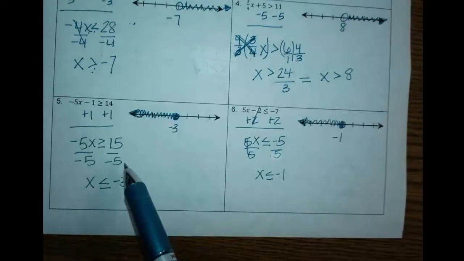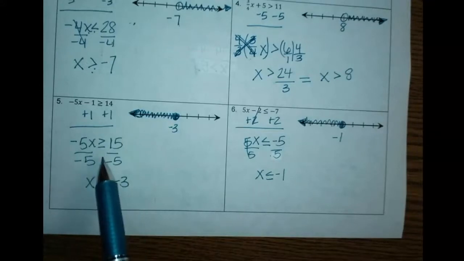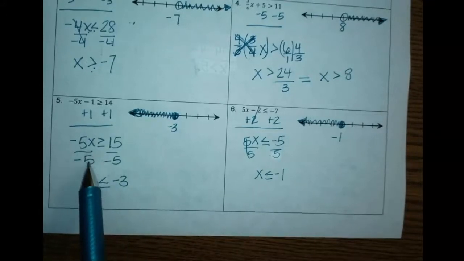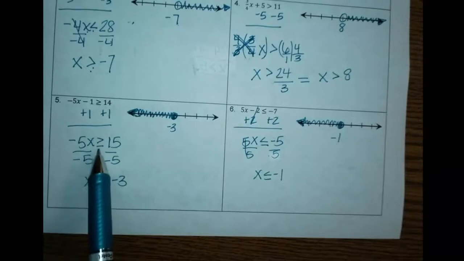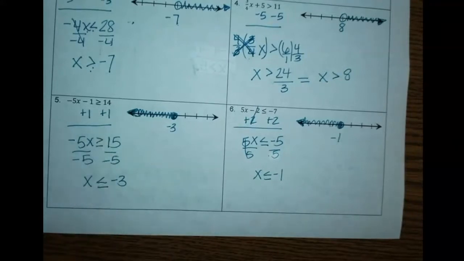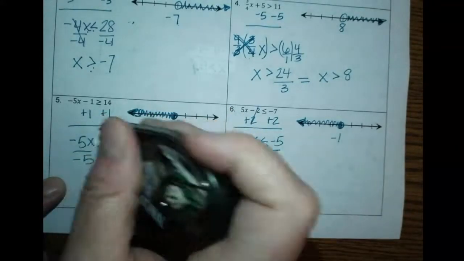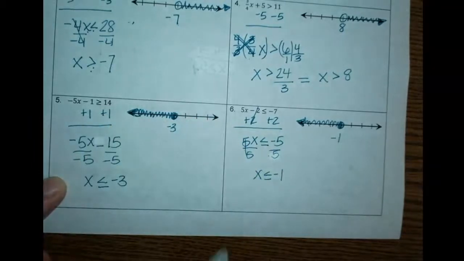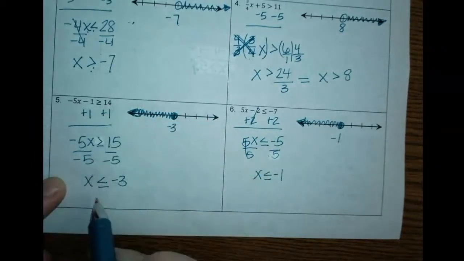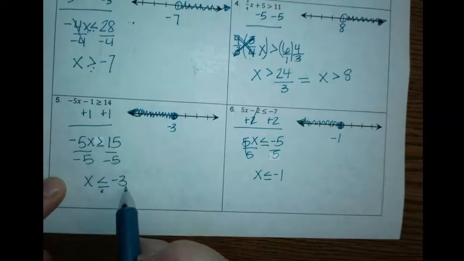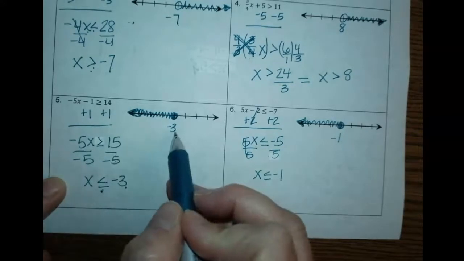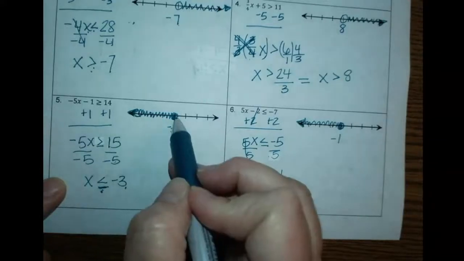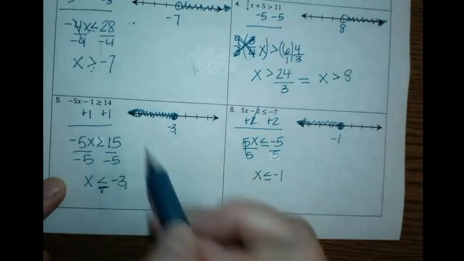So when we look at number 5, I added the 1, but then when I was trying to isolate the x, I had to divide by a negative, which changed the direction of my inequality. And 15 divided by -5 is -3. So my important number was -3. It had an equal to, so closed circle, and less than is everything to the left.